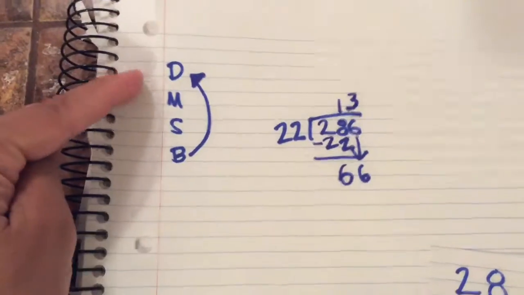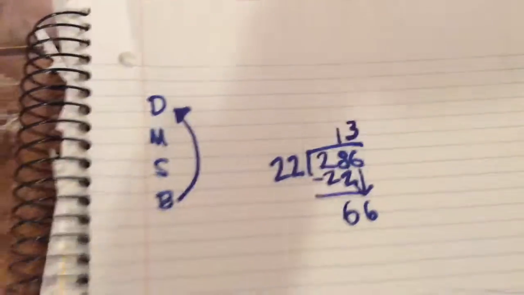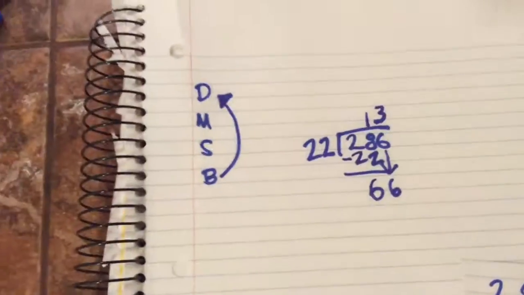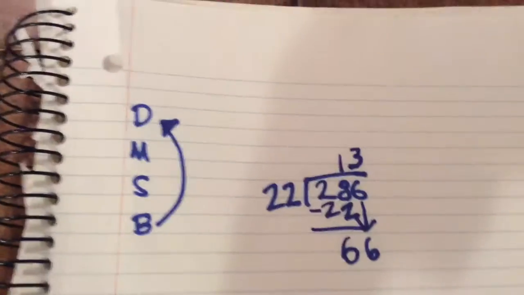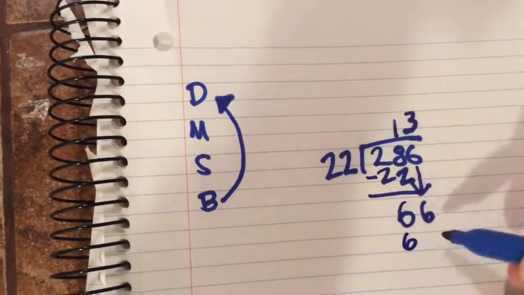And again, we're not done yet. Let's follow the algorithm. We just divided. Now we have to multiply. So 3 times 22, as it's all in our multiplication. 3 times 22 gives us 66. So we are then going to put here 66.